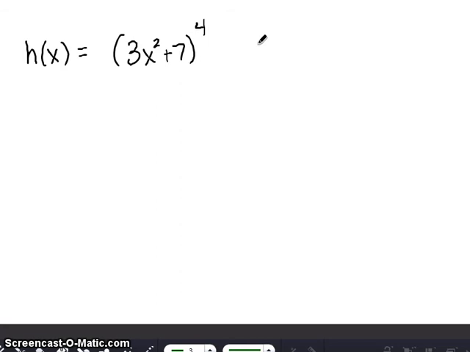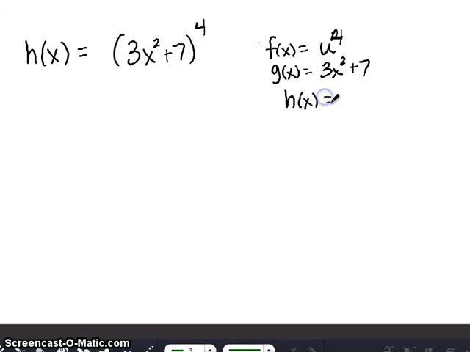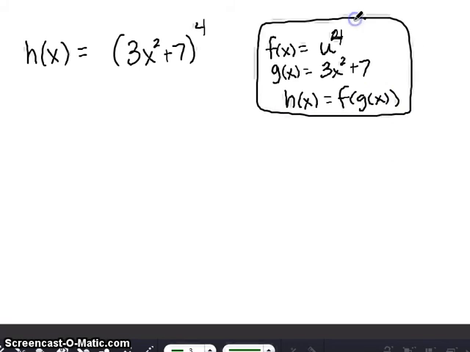If you want to break it down as a composite function, you could call f of x as something, we'll call it u to the, not second power, but 4th power, and we could call g of x 3x squared plus 7. So h of x would be f of g of x. Now, you're not ever going to have to do this, but you need to think about it that way. Anytime you see parentheses, that's going to set apart a new function.